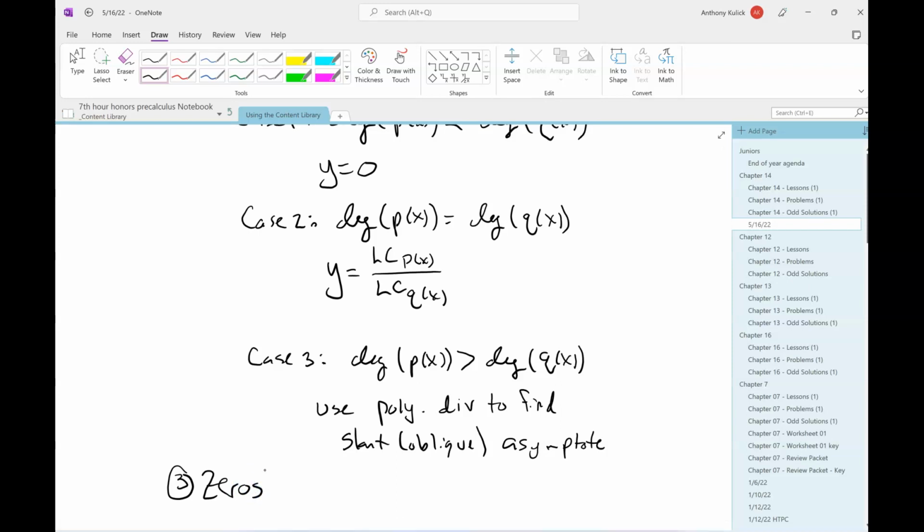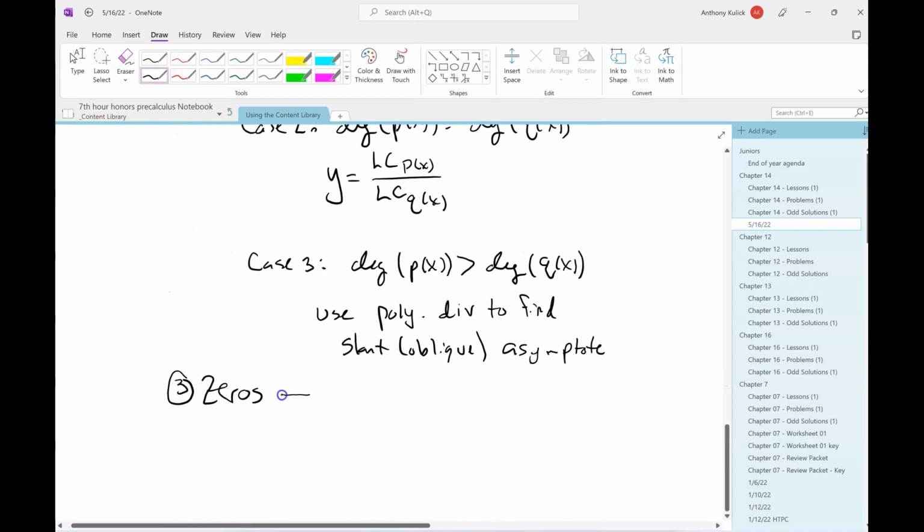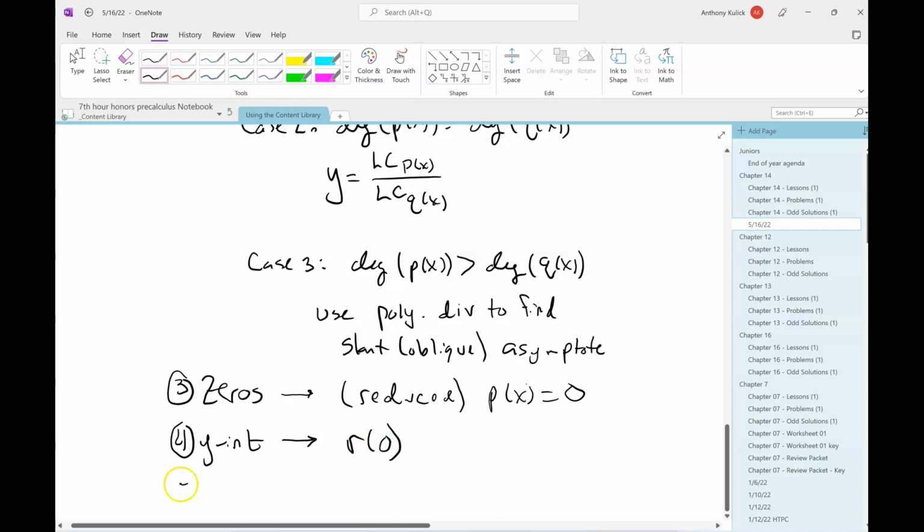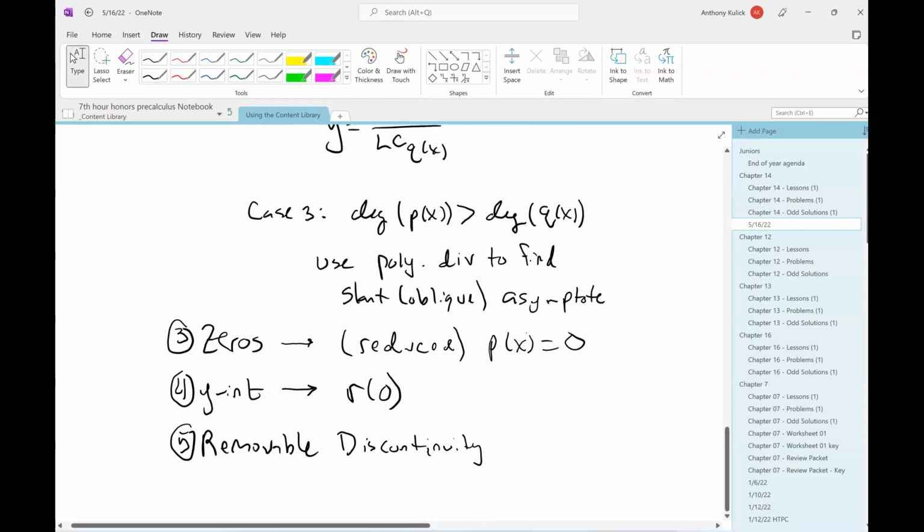So the zeros, to find the zeros, we're again going to take the reduced numerator, set equal to 0, and solve. We want the y-intercept. That's where we just plug 0 in for x and evaluate. The last piece is the removable discontinuity.